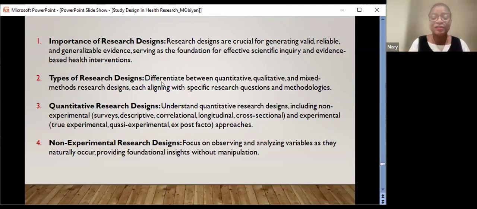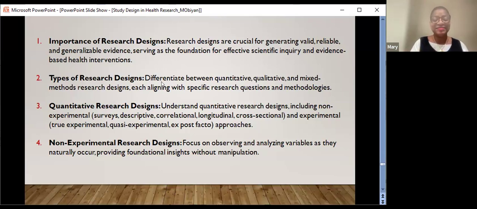And one thing again that Prof just mentioned, your choice of words could also direct you to knowing what you should use, right? The method that you should adopt. Quantitative research designs include non-experimental and experimental. We've talked about that. Non-experimental research designs focus on observing and analyzing variables as they naturally occur in their natural settings without any form of manipulation.